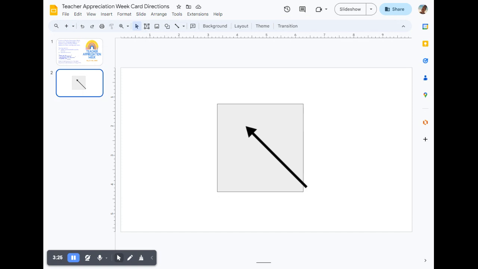So again, use our calculator. 6 squared plus 6 squared. That gives us 72. So we have to find the square root of 72. That gives us approximately 8.5. So rounded to the nearest tenth, that would be 8.5.